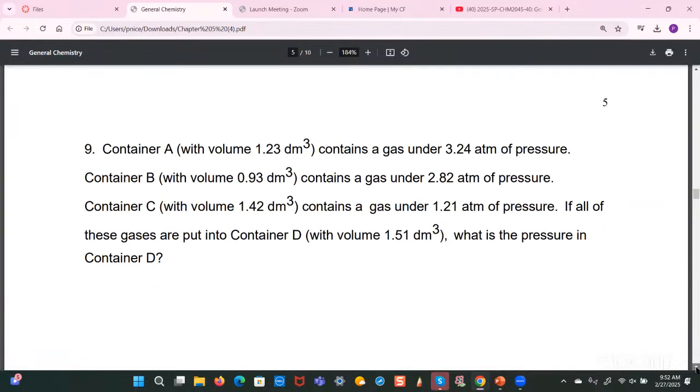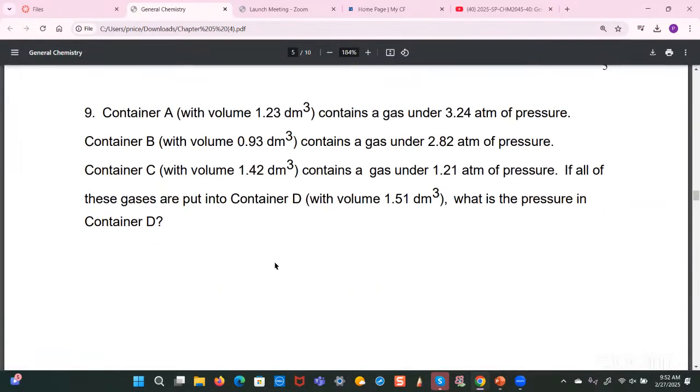Okay, now this one is interesting. I want you to read it carefully, or let's read it together so you understand what's happening here. You have a container A. It has a volume of 1.23 decimeters cubed and contains a gas under 3.25 atmospheres of pressure. Then you have container B with a volume of 0.93 decimeters cubed and it contains a gas under 2.82 atmospheres pressure. And then you have a container C, which has its own volume of 1.42 decimeters cubed, and the pressure of that gas is 1.21 atmospheres.